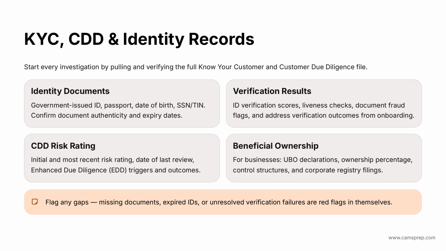CDD risk rating. Note both the initial and most recent risk rating, the date of last review, and whether enhanced due diligence or EDD was triggered and what it found. For business customers, examine beneficial ownership, ultimate beneficial owner declarations, ownership percentages, control structures, and corporate registry filings. Always flag any gaps. Missing documents, expired IDs, or unresolved verification failures are red flags in themselves.